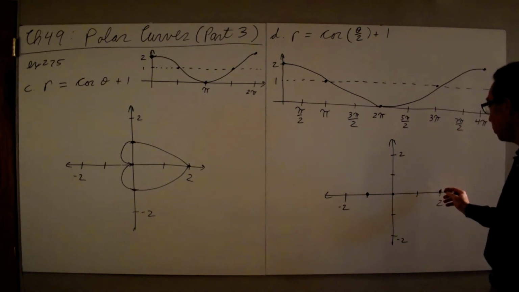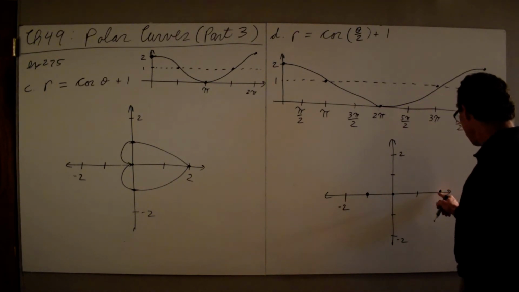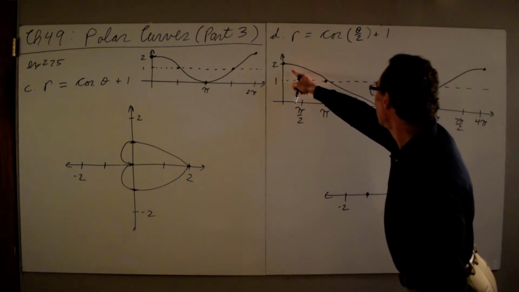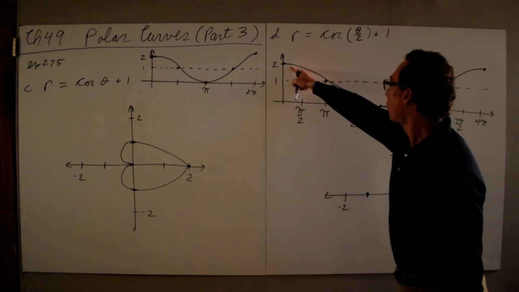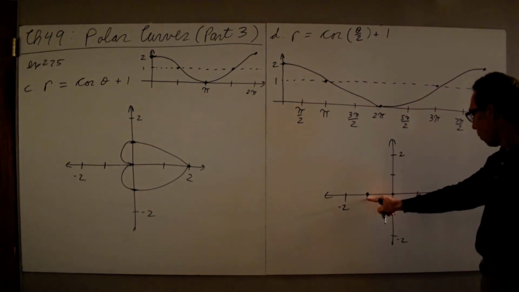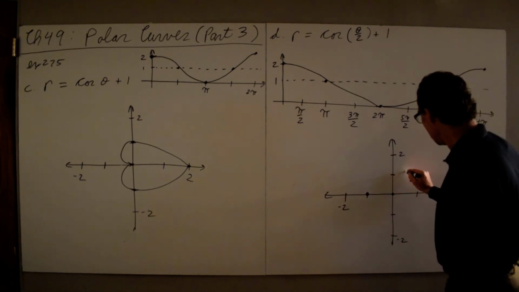So we start at 2, and r decreases from 2 to 1. And notice that it decreases over the whole interval from 0 to pi. And it lands at 1 here. So when it crosses here, it has to be greater than 1.